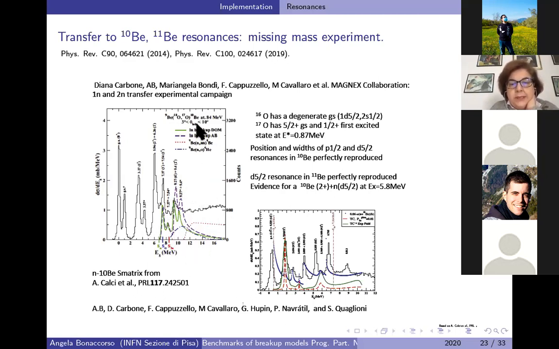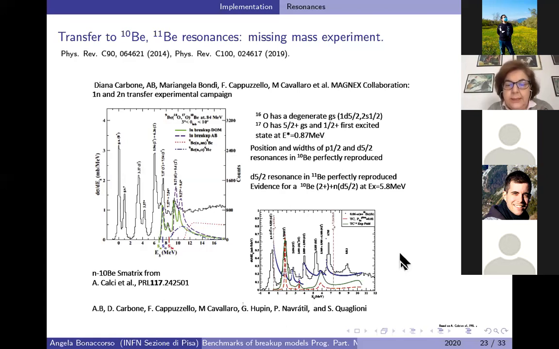1 neutron transfer. But when there was 2 neutron transfer, so from oxygen-18, we were building up beryllium-11, and this was done in Catania by this group. It was more difficult because neutron-beryllium-10 is an optical potential that I cannot construct, because beryllium-10 is also a nucleus which is exotic, so there are no data.